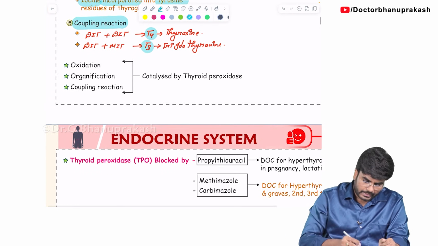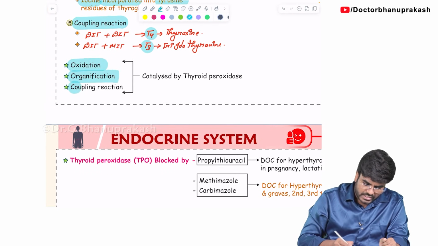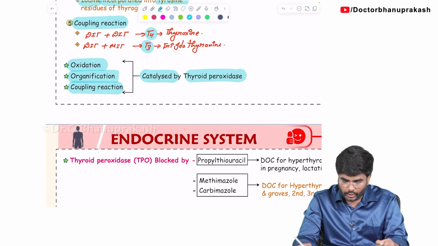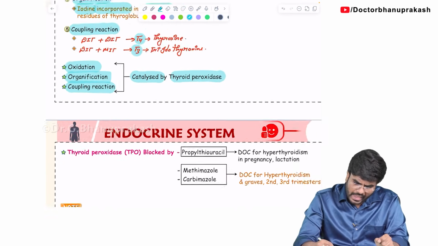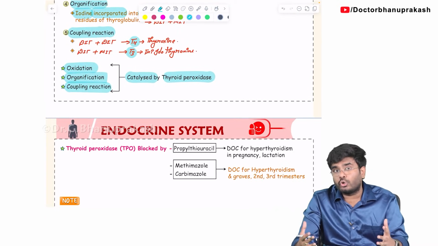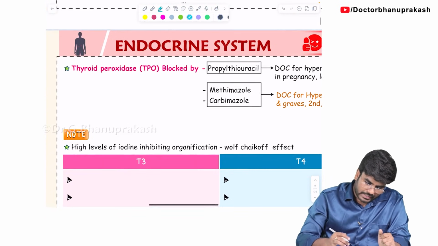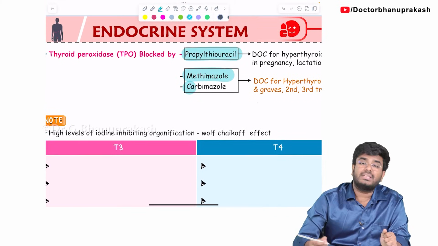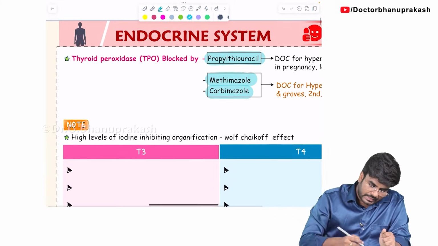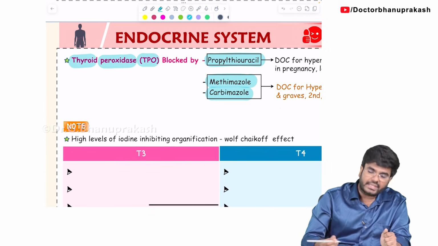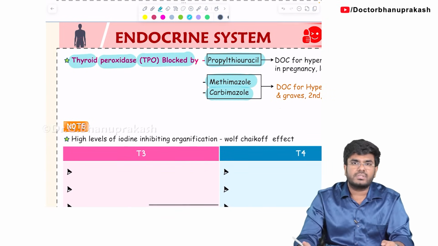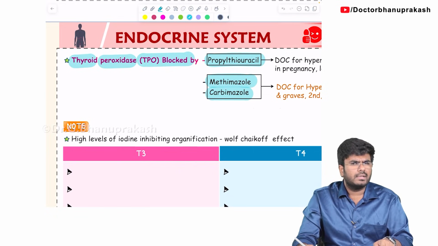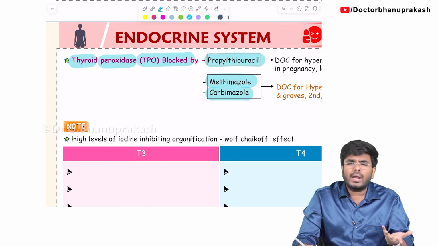Now, finally, oxidation, organification, and coupling reaction are all catalyzed by one enzyme, called thyroid peroxidase. Having said that, you might be wondering why you should know this. It's because there are certain drugs like propylthiouracil, carbimazole, and methimazole. These drugs can inhibit which enzyme? Thyroid peroxidase. So, if thyroid peroxidase is not working, do you think you can produce T3-T4? No, you can't produce T3-T4.